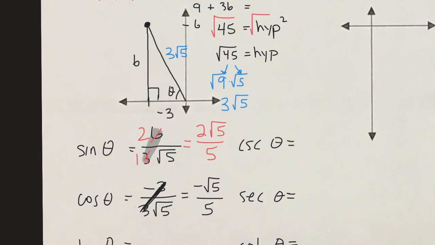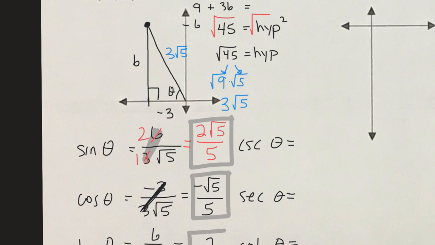And then tangent is opposite, which is 6 over adjacent negative 3. 6 divided by negative 3 is negative 2. Okay, so we're always trying to reduce our answers as much as we possibly can, because this is how you're going to see it on a standardized or a multiple choice test. Okay, so now our reciprocals. We have 3 root 5, which is the hypotenuse, over 6.